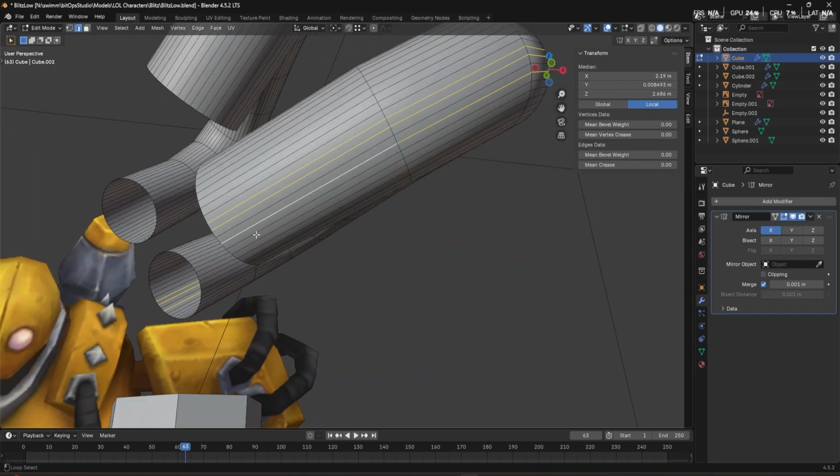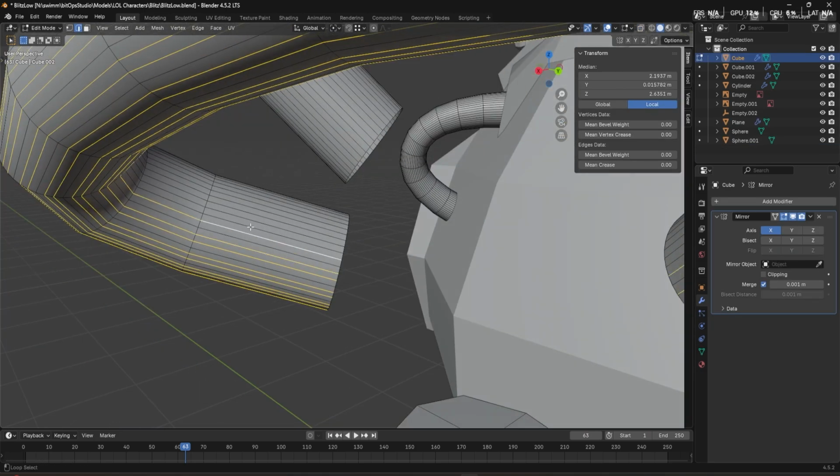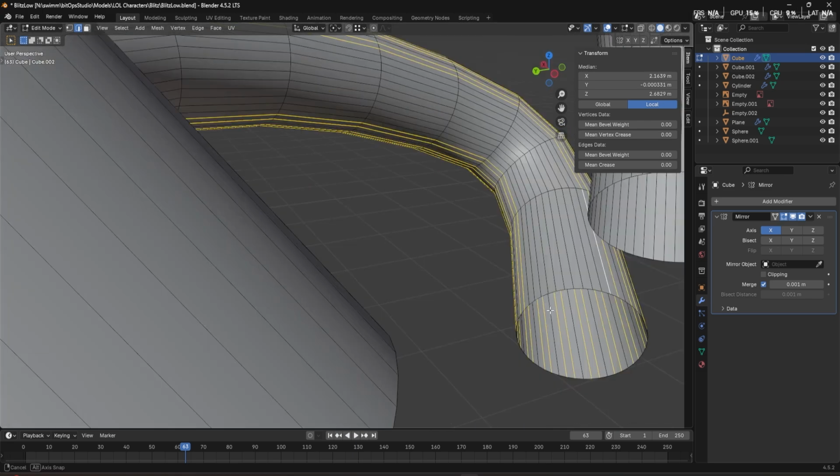And there he is. And this time around, I'm quite pleased with this low poly model of Blitzcrank from League of Legends.